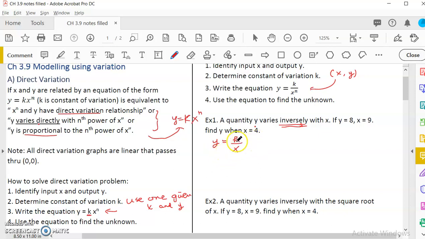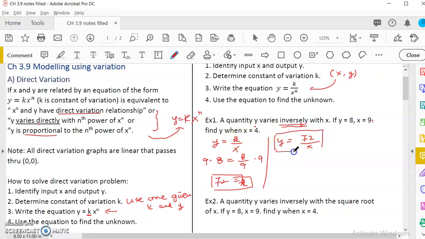And then to solve for k, you would plug in the pair, x equal to 9, y equal to 8. So you say 8 equals k over 9. Solve for k: multiply by 9 on both sides. k is 72. So this is your variation constant, which they always want you to find. So you put back 72, and y equals 72 over x is the equation. You box it.